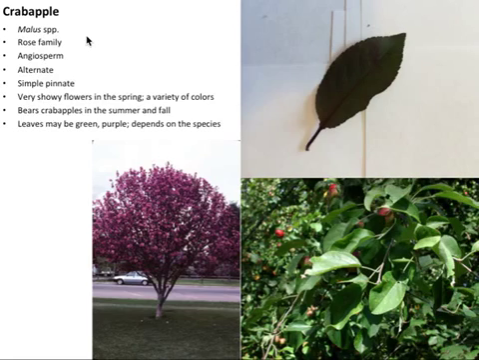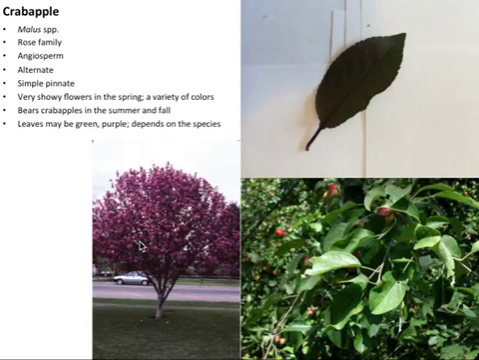And so if you see a crabapple, they pretty much all have identical leaves, and they all flower in the spring, and they all produce these little crab apples, but they could be different species based on flower color or kind of branching habit or leaf color. So here we just put Malus species. It's in the rose family, so it's an angiosperm. It has alternate leaf arrangement, so one leaf per node, and it is simple pinnate. Again, it has very showy flowers in the spring.